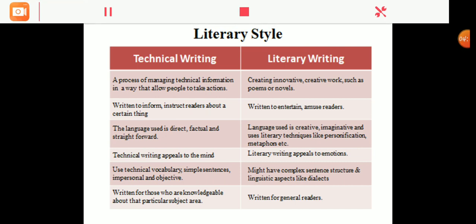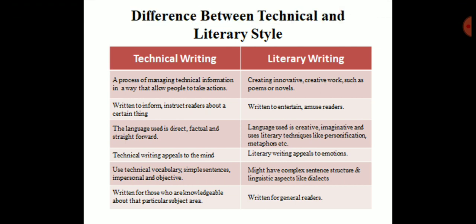Moving on to the main differences between technical writing and literary writing, the first difference is that technical writing is specially conveyed for the purpose of technical information. If technical information has to be conveyed to the audience, then technical writing will be undertaken. But literary writing is mainly intended for creative and innovative purposes, for example in the case of poems and novels. So that's what literary writing is about.